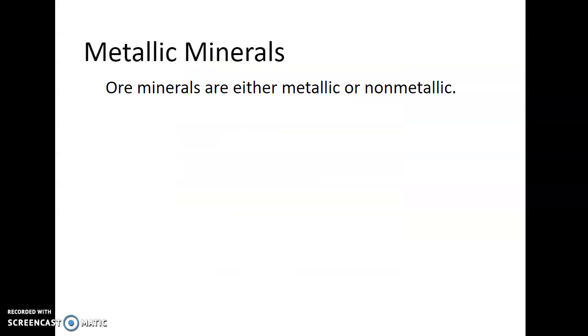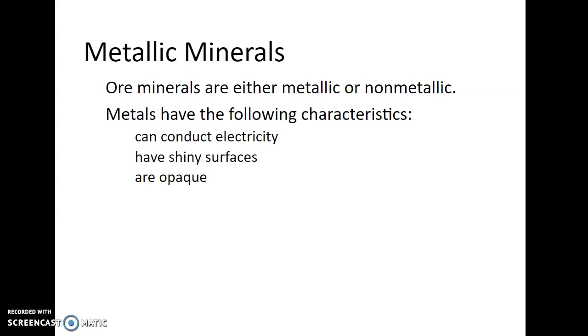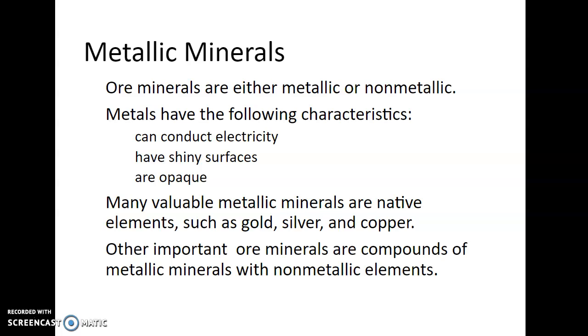Metallic minerals. Ore minerals are either metallic or non-metallic. Metals have the following characteristics: they can conduct electricity, they have shiny surfaces, and they are opaque. Many valuable metallic minerals are native elements such as gold, silver, and copper. So these are all metallic minerals.